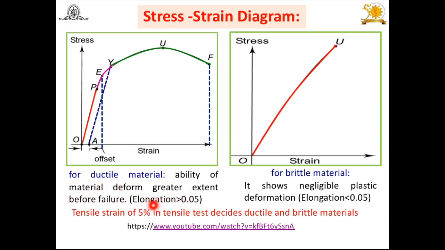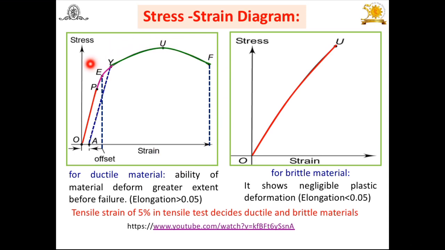That means elongation is the criterion to decide ductile and brittle material. When elongation is greater than 0.05, you can say it's a ductile material. If it's less than 0.05, you can say it's a brittle material. The tensile strain of 5%, that is 0.05, in the tensile test decides ductile and brittle material.